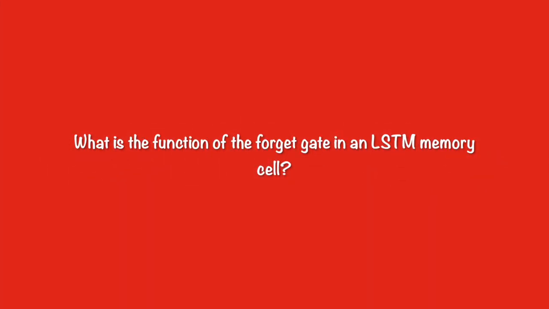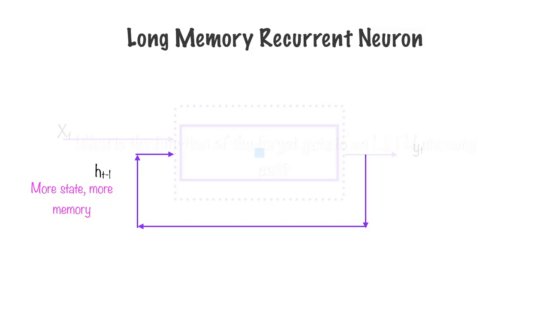In this lecture, we'll study the long short term memory, or the LSTM cell, in some detail. Within this cell, there are several neural networks, one of which is the forget gate. What is the function of the forget gate in this cell?